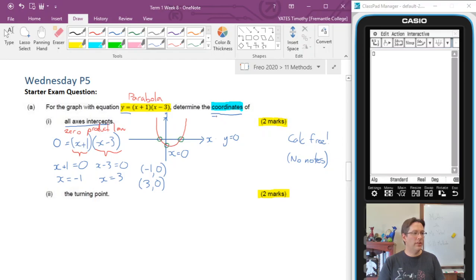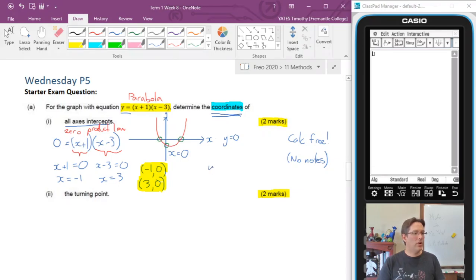So when it asks you to list the coordinates, you do have to list the actual coordinates. You cannot just write x equals negative 1 and x equals 3, because they may not give you full marks. Depends on the teacher, depends on the person marking, but they may not end up giving you full marks for it. So let's have a look at the other one. The other one occurs when x equals 0.